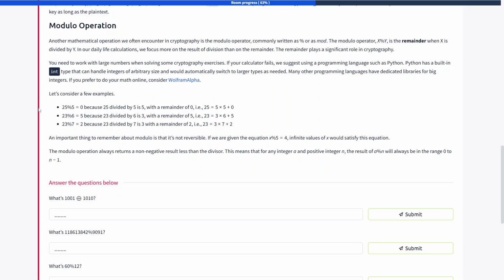The modulo operator always returns a non-negative result less than the divisor. This means that for any integer a and positive integer n, the result of a mod n will always be in the range of 0 to n minus 1.